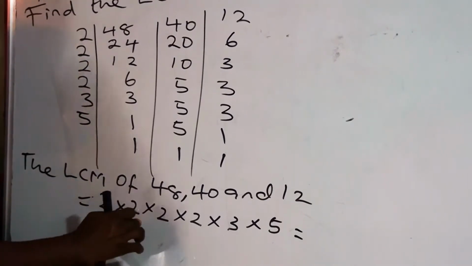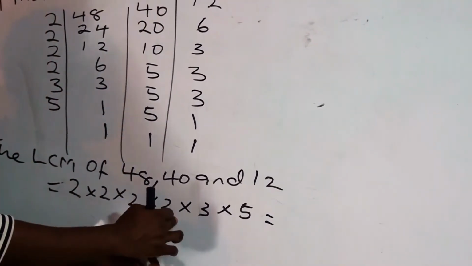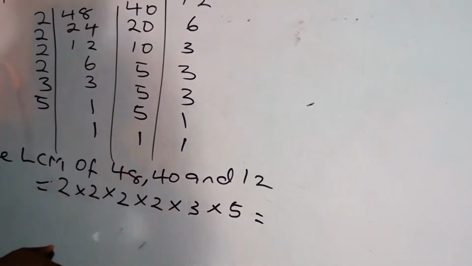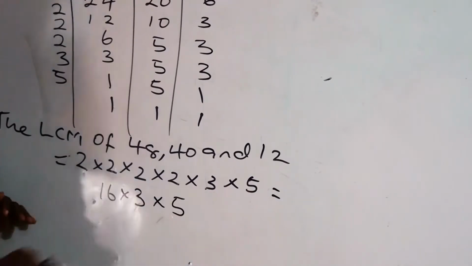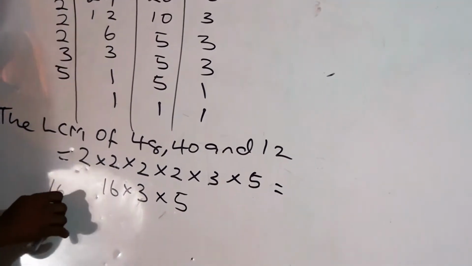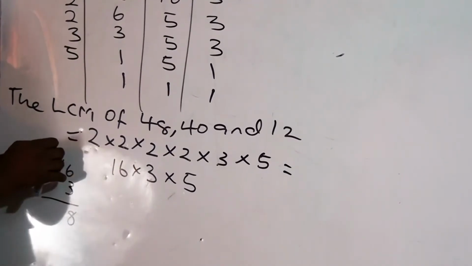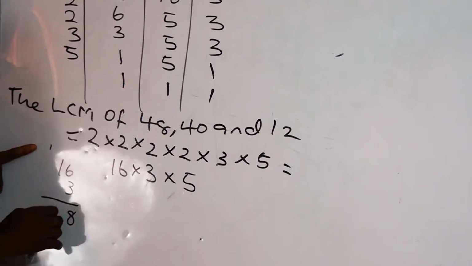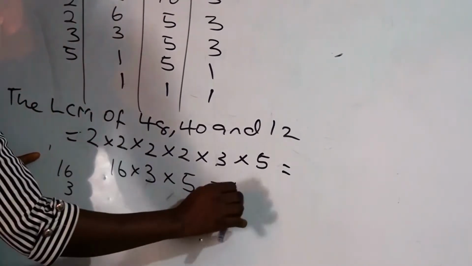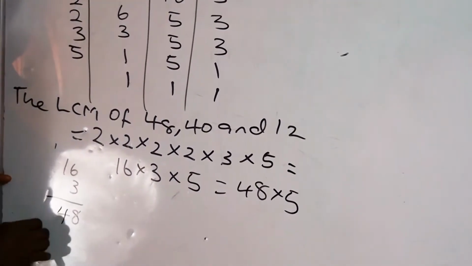2 times 2 is 4, times 2, 8, times 2, 16. Now we have 16 times 3 times 5. 16 times 3, 3 times 6, 18, lift 1, 3 times 1, 3, plus 1, 4. So we have 48. That is 48 times 5.